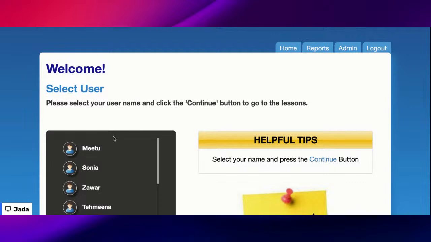Today we'll be having the continuation of adjectives from the previous lesson that you had. We will finish the remaining two activities today.